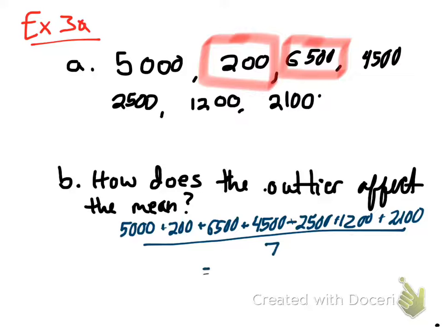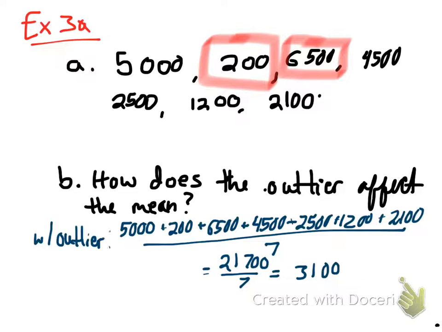Divide by 7. 21,700 divided by 7, which equals 3,100. That's with the outlier. That's including both of what we could potentially see as outliers. Let's go ahead and try without the outlier. Let's try without 6,500 and see what the difference is.